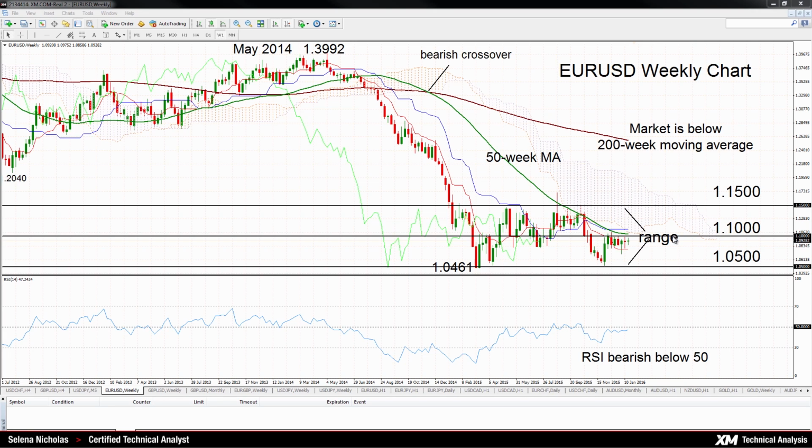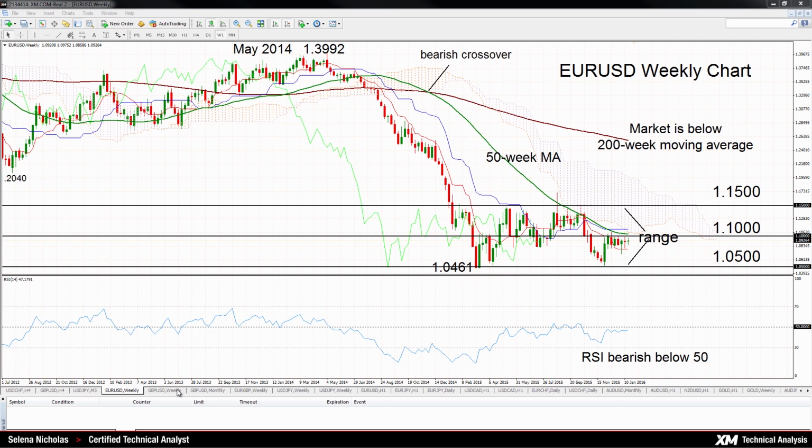The target to the downside is the 1.05 level and the multi-year low of 1.0461, which, if breached, would bring a resumption of the downtrend that started in May 2014 from the high of 1.3992. The bearish crossover of the 200 and the 50-week moving averages and the thickening Ichimoku cloud are keeping the bearish bias strong for now, with RSI below 50. Upside momentum is likely weak.